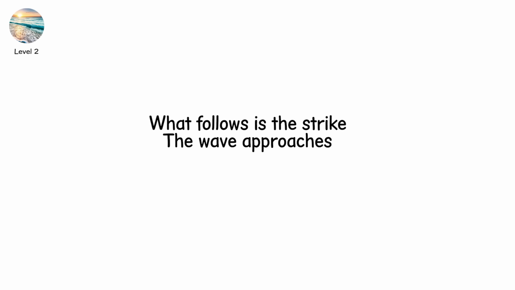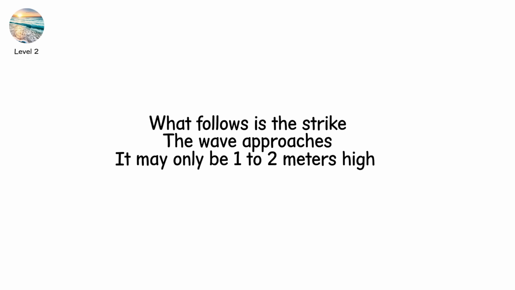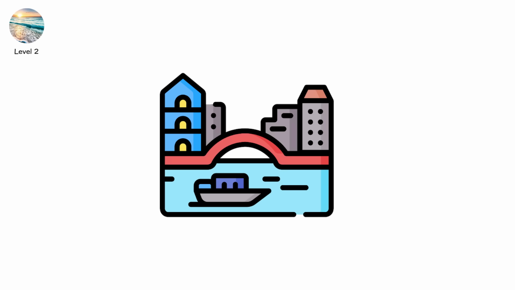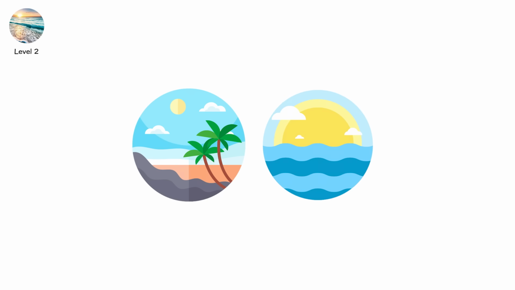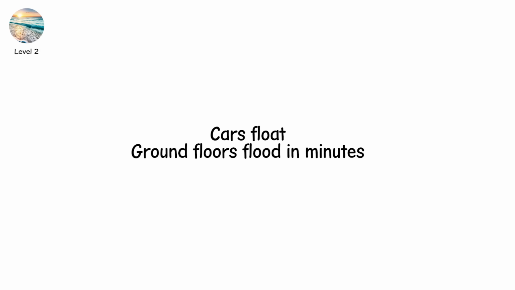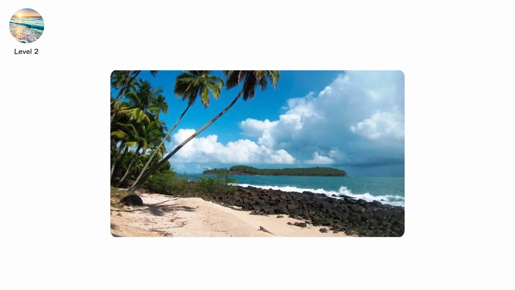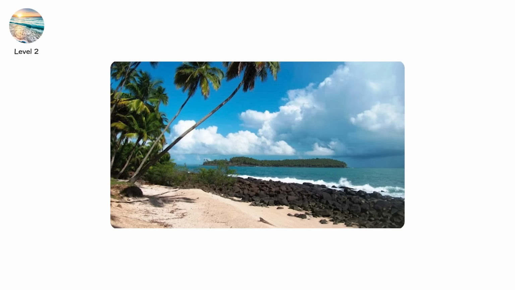The wave approaches. It may only be 1 to 2 meters high, but this isn't a normal wave. It doesn't curl and crash. It surges, like a slow, unstoppable wall of gray. And it doesn't stop at the beach. It pushes inland, hundreds of meters in some places. Fences buckle, cars float, ground floors flood in minutes. If it hits a low-lying coast, water can reach waist height inside homes.